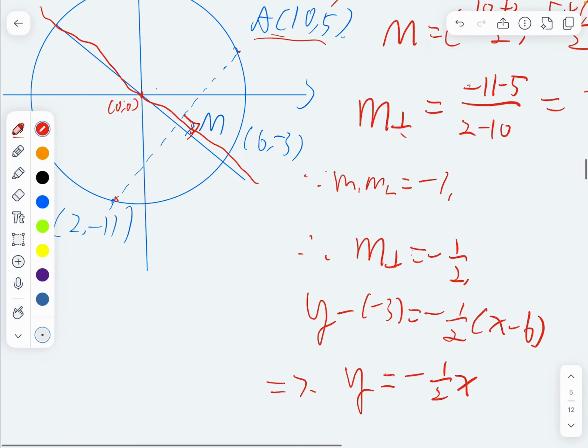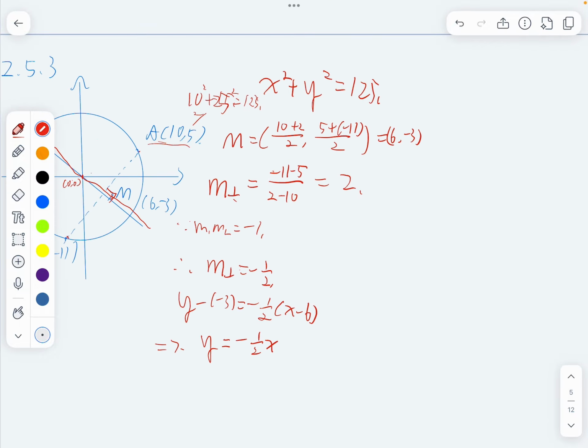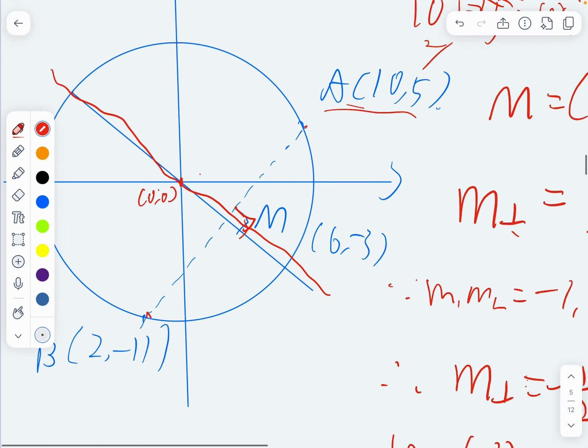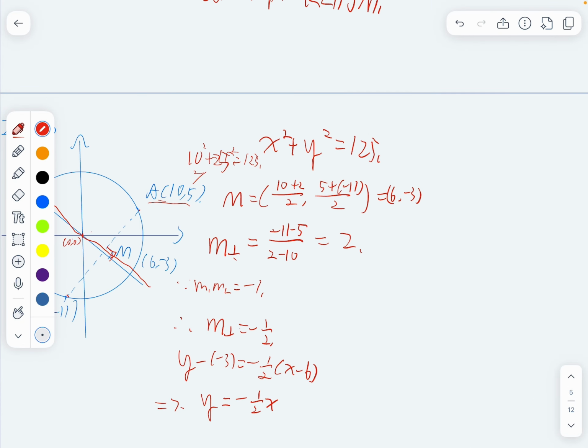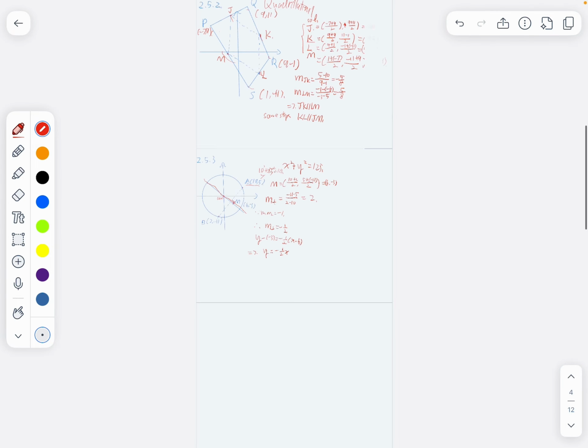Now we can get the conclusion. We can note that the line from (0, 0) to the midpoint is perpendicular to the chord AB. Okay.